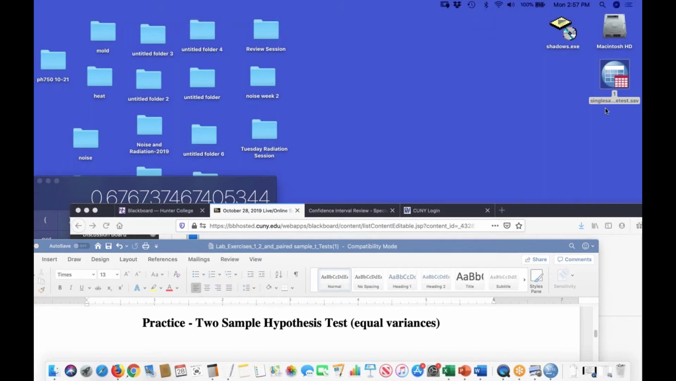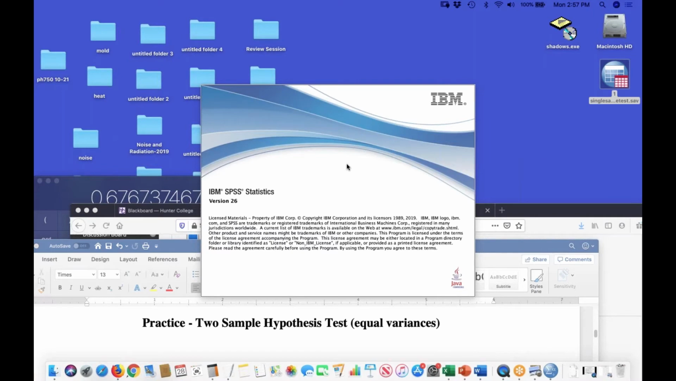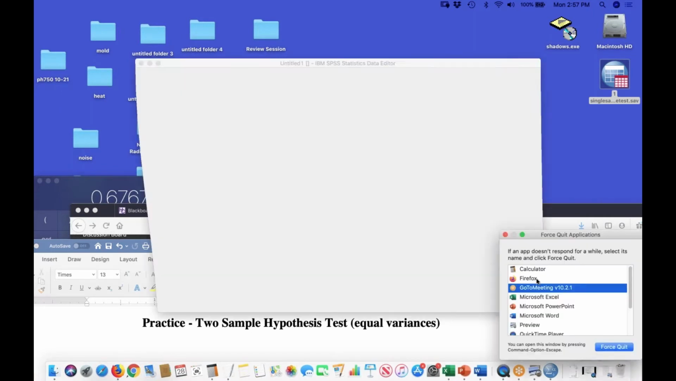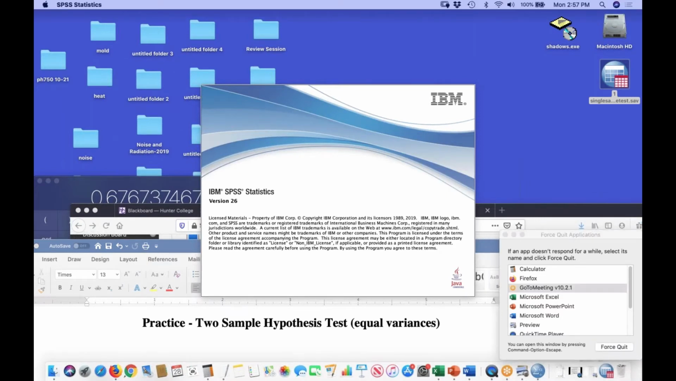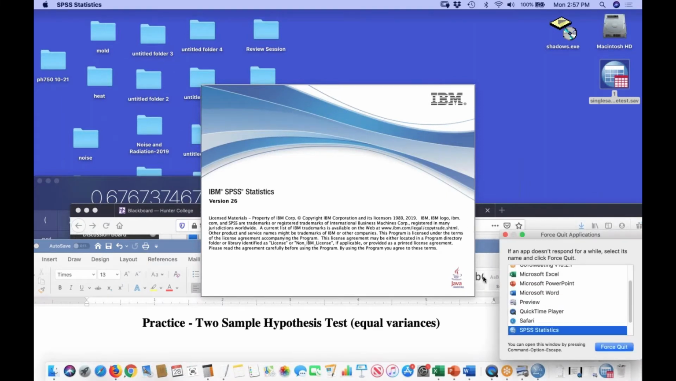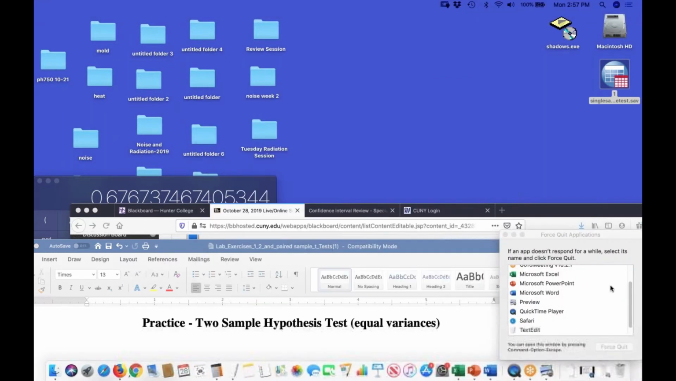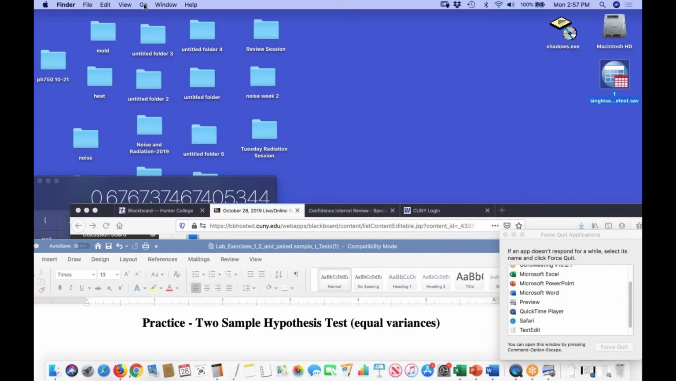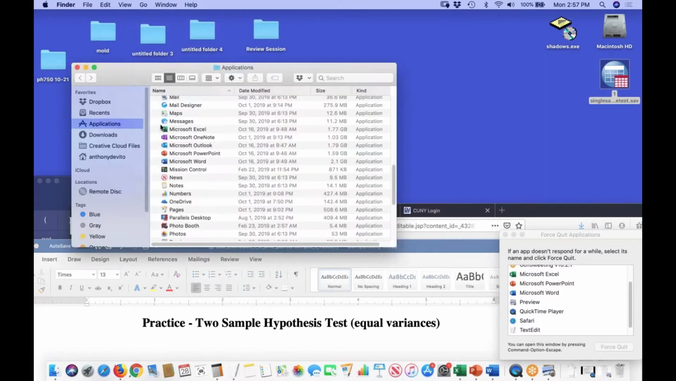Oh, you know, it may open the wrong version of SPSS. Yeah, I got to stop that. That one doesn't have a license, so the license is expired. That version, I got to go back to my older version. Let me get that to quit. Okay, so let me go here, and I will open SPSS from here.